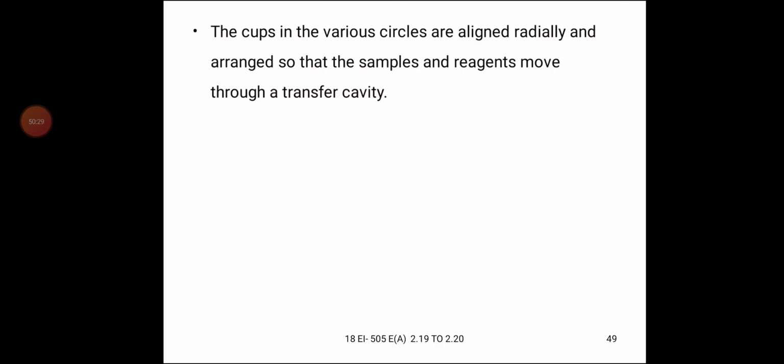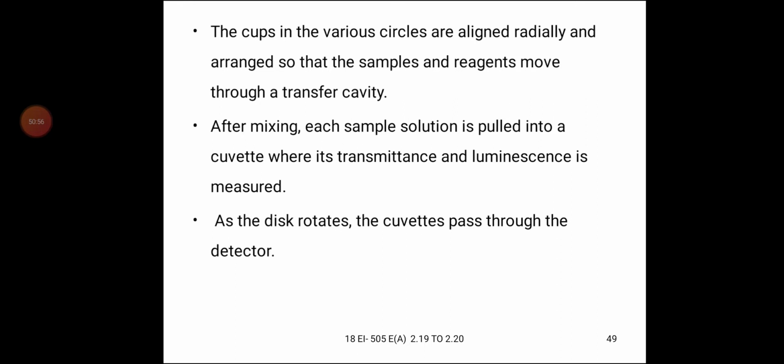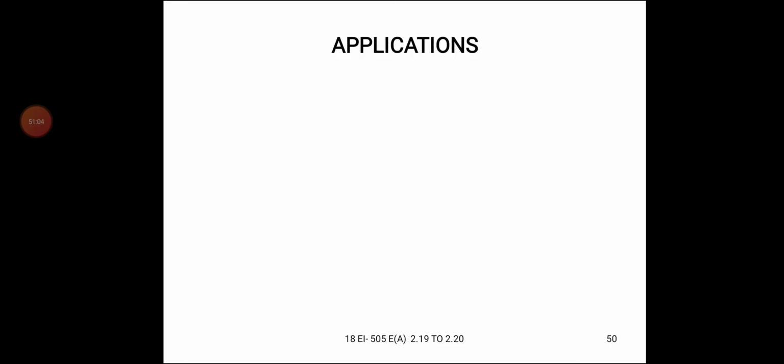The cups in the various circles are aligned radially and arranged so that samples and reagents move through the transfer cavity. After mixing, each sample solution is pulled into a cuvette where its transmittance and luminescence is measured. As the disc rotates, the cuvettes pass through the detector. The reading for each sample is recorded.